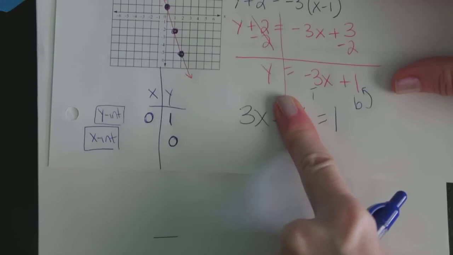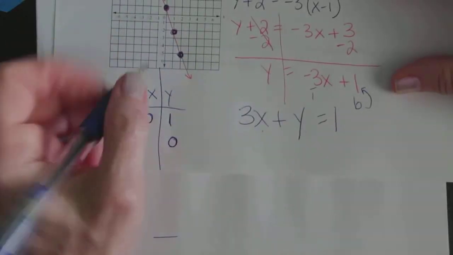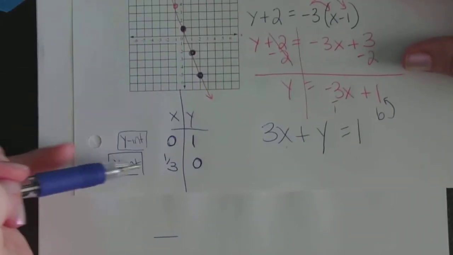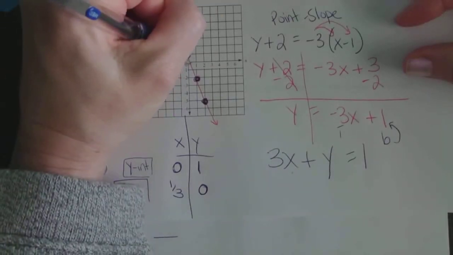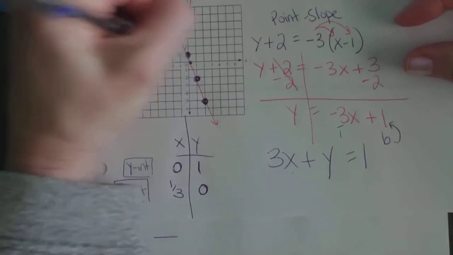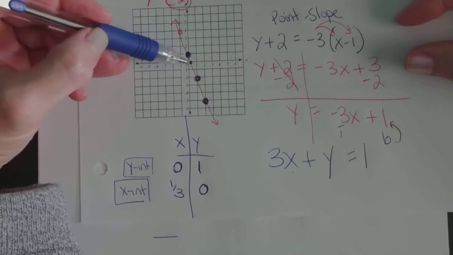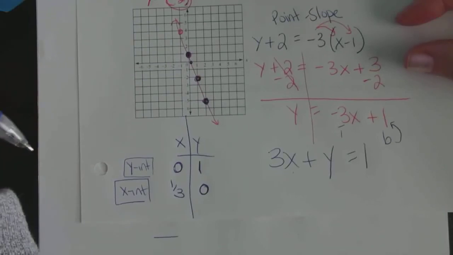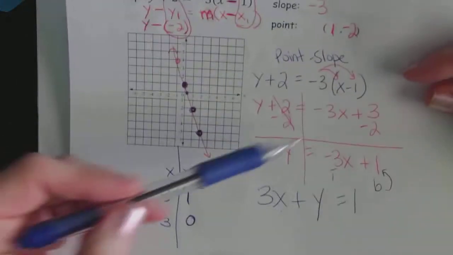Now, if I want the x-intercept, I let y be 0. If this is 0, this goes away, and I have 3x equals 1. If I divide both sides by 3, I get 1/3. That's not the prettiest, but look, where am I crossing the x-axis here? Right here. Doesn't that look about 1/3 of the way from 0 to 1? If you split 0 to 1 into 3 equal parts, that's about 1/3.